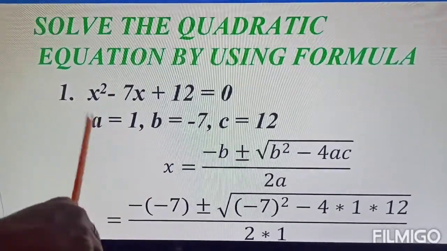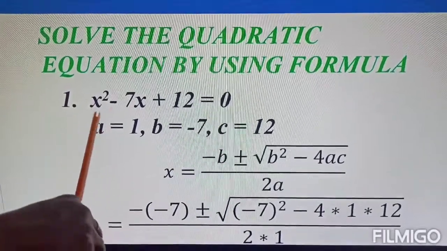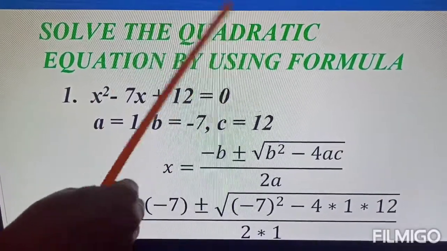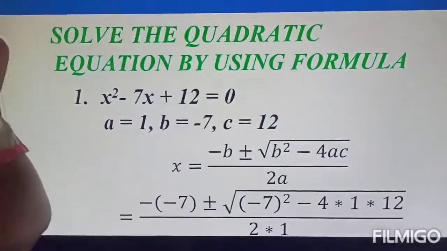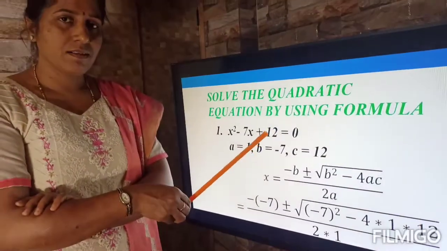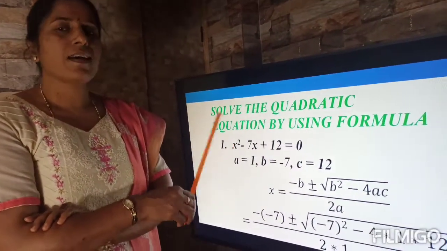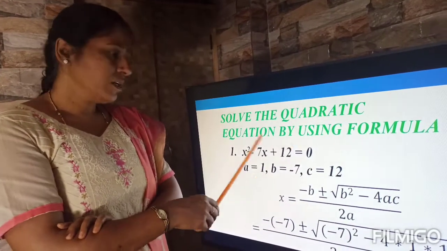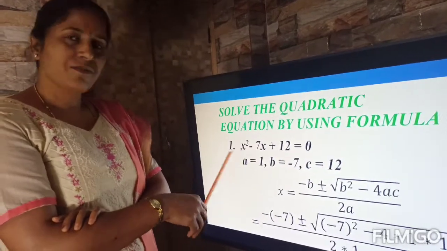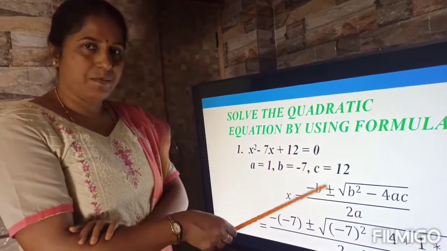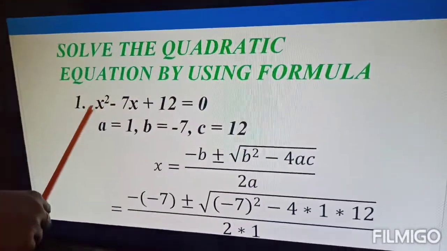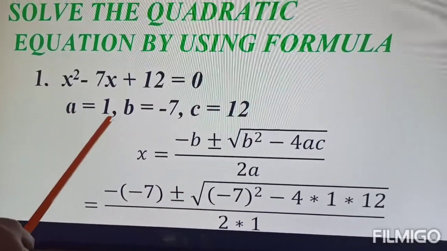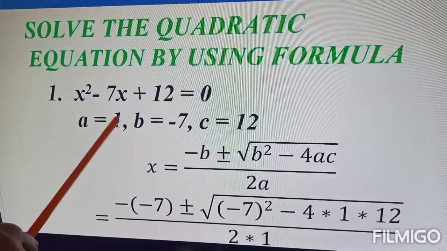First we have to write the a, b, c values. A means what? It is the coefficient of x square. We already learnt what is the standard form of the quadratic equation. The standard form of the quadratic equation is ax square plus bx plus c equals 0. According to that, we have to find the values of a, b, c. Here a is the coefficient of x square, that is, here nothing means 1 will be there. No coefficient, 1 is the coefficient.